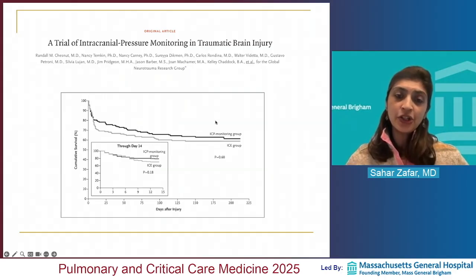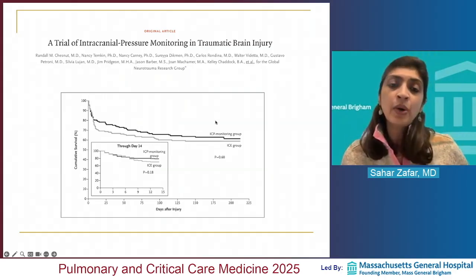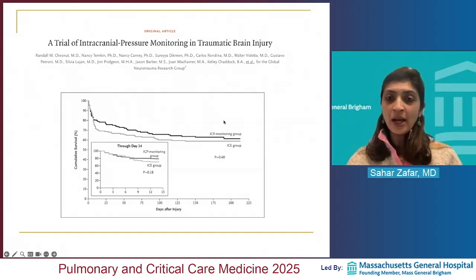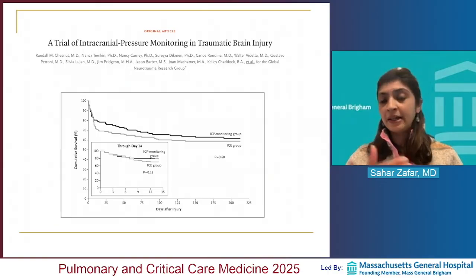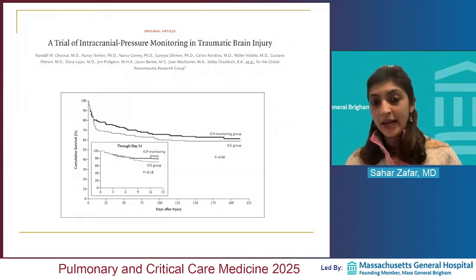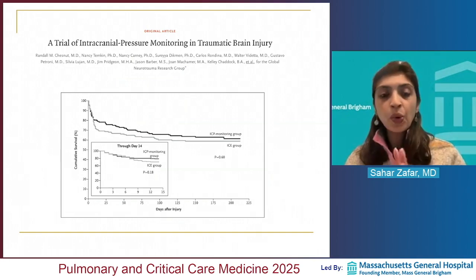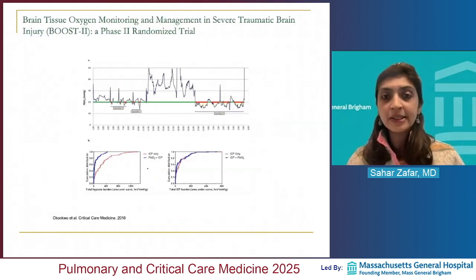This is the largest trial that looked at intracranial pressure monitoring in traumatic brain injury patients. What they found was that while monitoring does result in lower ICP, it didn't equate to an improvement in outcomes. And so the hypothesis was, is it just the ICP on its own? Are there other factors that we need to consider?